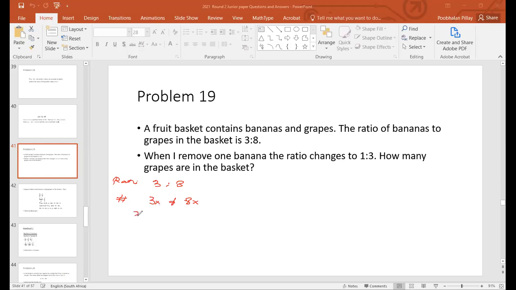So now this will be the actual numbers. And now you can remove the 1 from the first one, right? And this remains like that. And now this ratio becomes 1 is to 3. But now a ratio is just a fraction. So it's 3x minus 1 over 8x is equal to 1 over 3. Right?